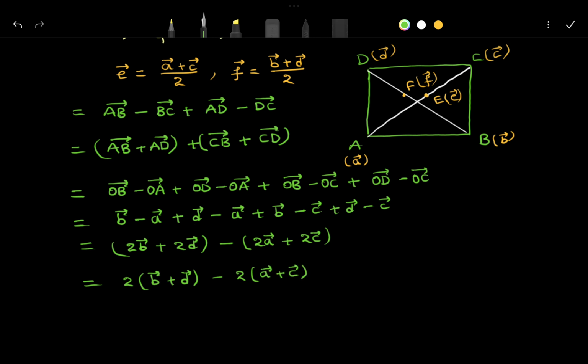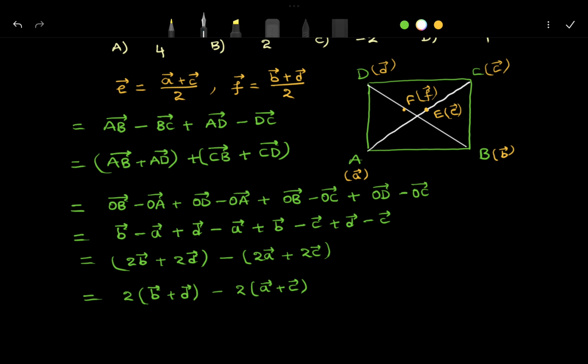From the above result, a bar plus c bar by 2 is equal to e bar, and b bar plus d bar by 2 is equal to f bar. From this we can write 2 into b bar plus d bar as 2 into f bar, and 2 into a bar plus c bar as 2 into e bar.